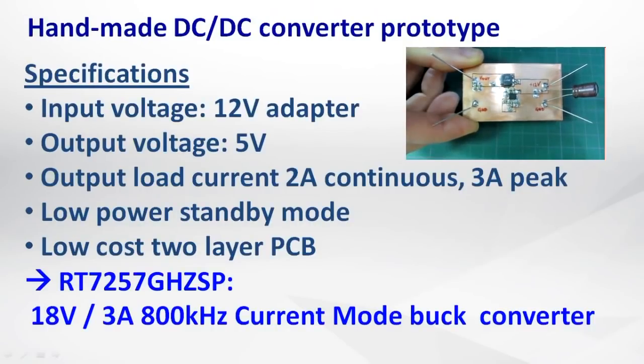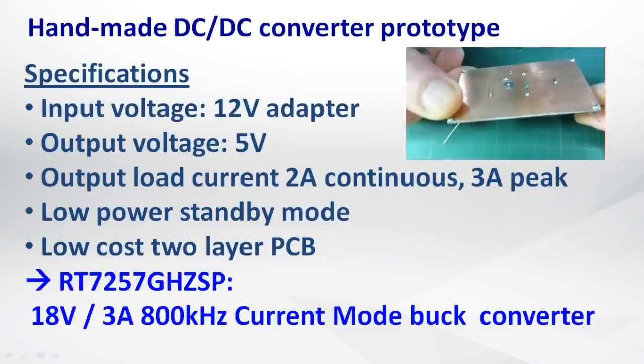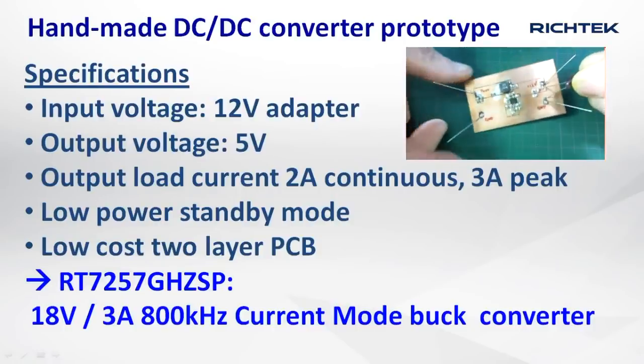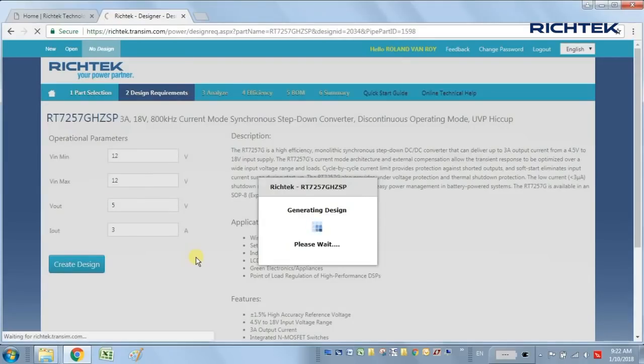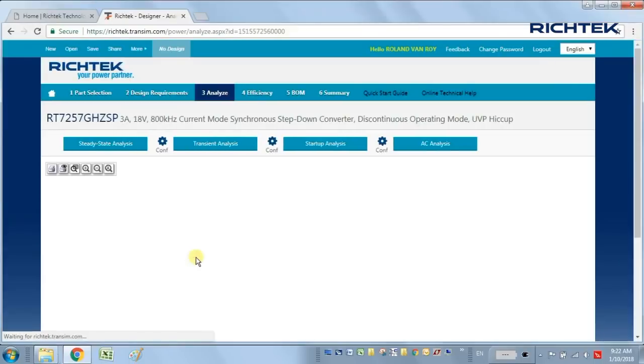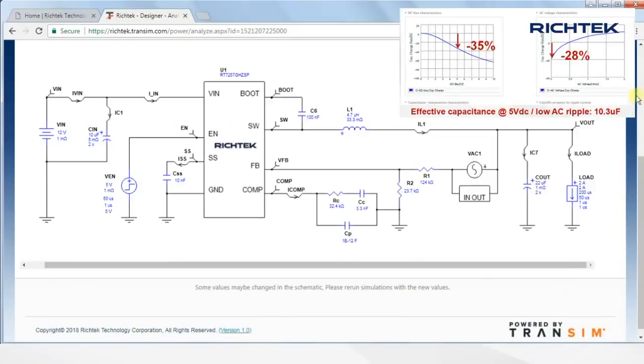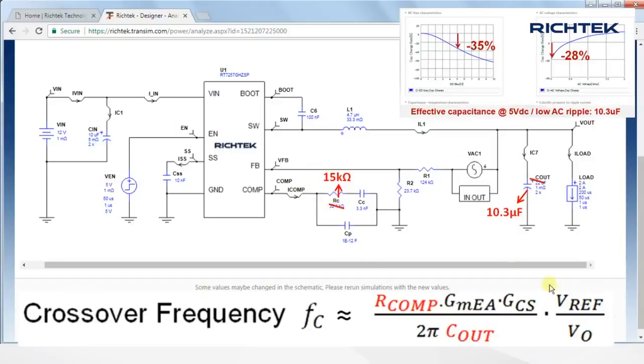Let's measure the loop gain and phase of the RT7257G 800 kHz 5 volt 2 amp buck converter prototype that I introduced in the previous video, where I used Richtek Designer to generate the schematics and showed you how to adjust the compensation gain with respect to the effective output capacitance, basically to keep the crossover frequency around 1/10 of the switching frequency.